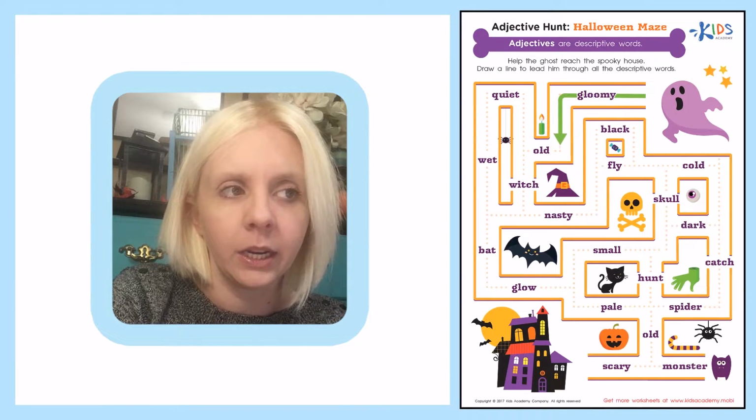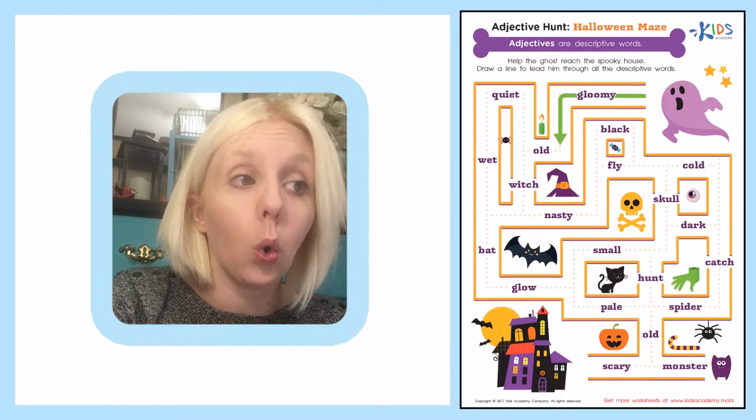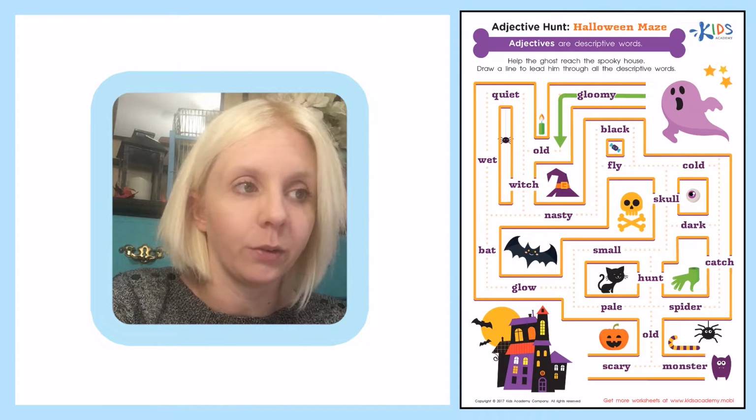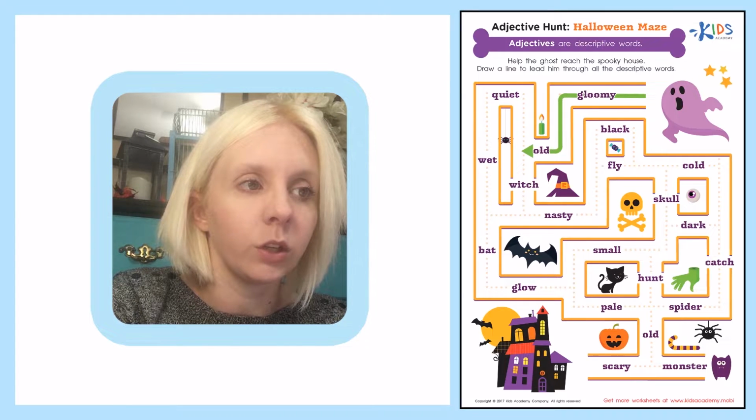Think about gloomy when things are kind of sad or down or sometimes dark. They're gloomy. Now we're going to go to the next one. The next one is old. Is old a descriptive word? Yep, it describes something, okay? The old person or the old shoe. All right, let's look for the next one.